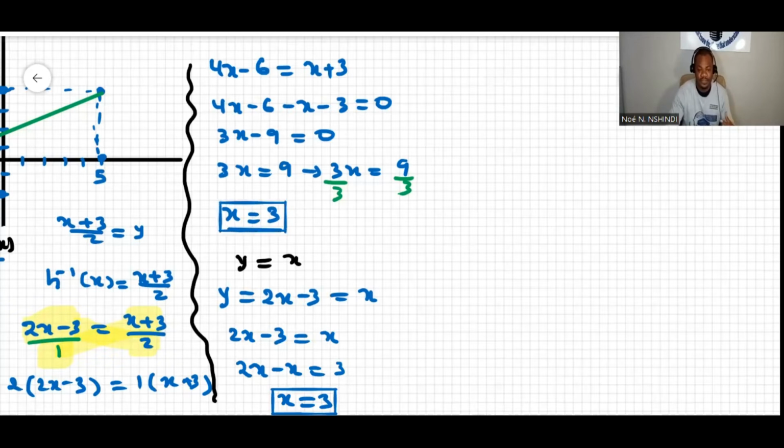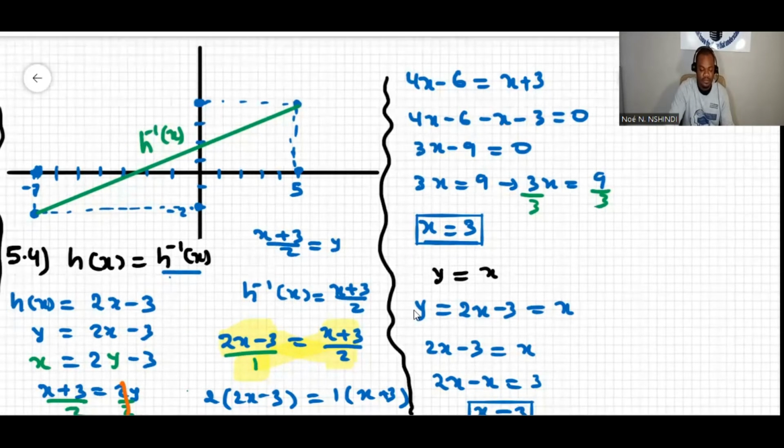So this is a different way to solve the same problem. Thank you. So now let's move on and look at the following question. Look at question 5.5.